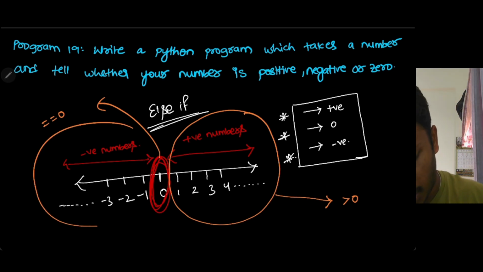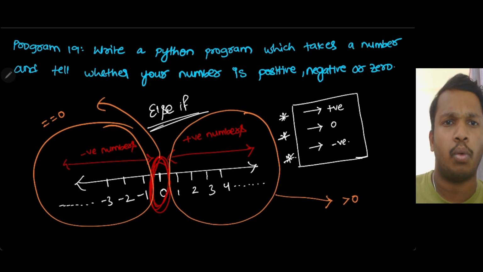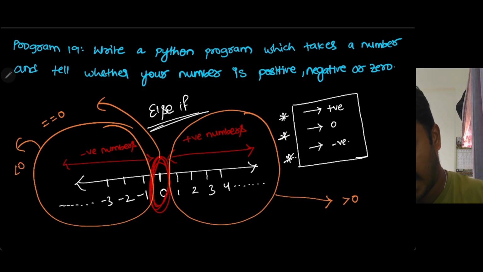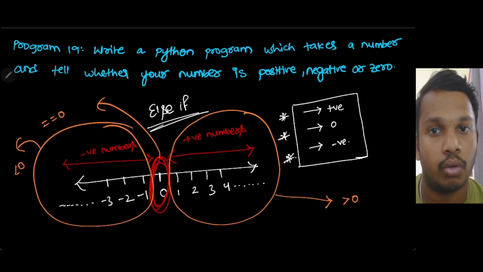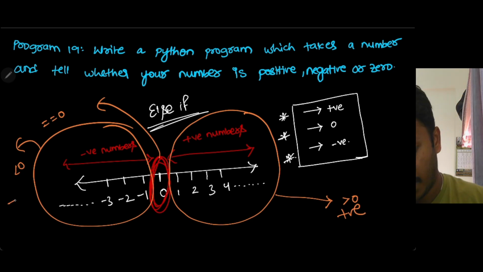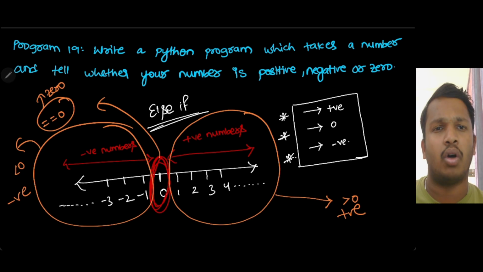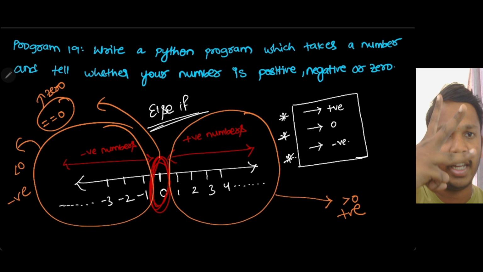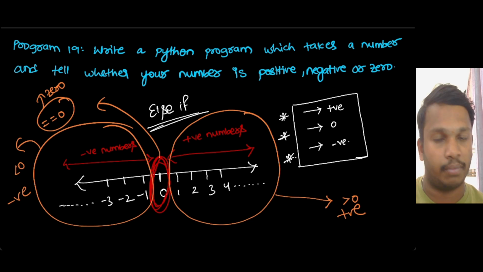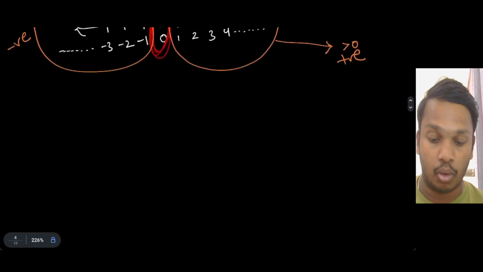Next, this left side part. How will we get it? If numbers are less than 0, we will get this part. If it is greater than 0, it is a positive number. If it is less than 0, it is a negative number, else it is 0. Am I right? Basically all the numbers in the number line have only three categories: positive, negative, 0. There is no fourth category or fifth category. Now, how to write this?